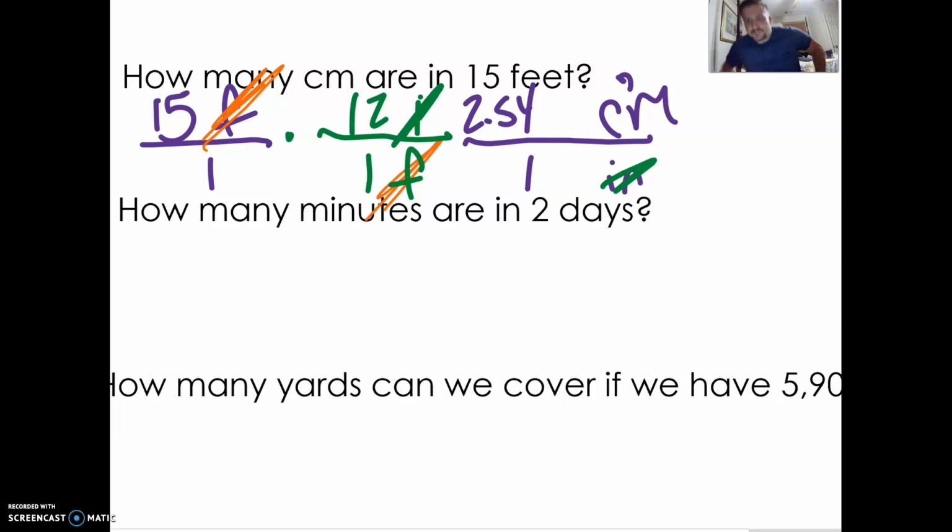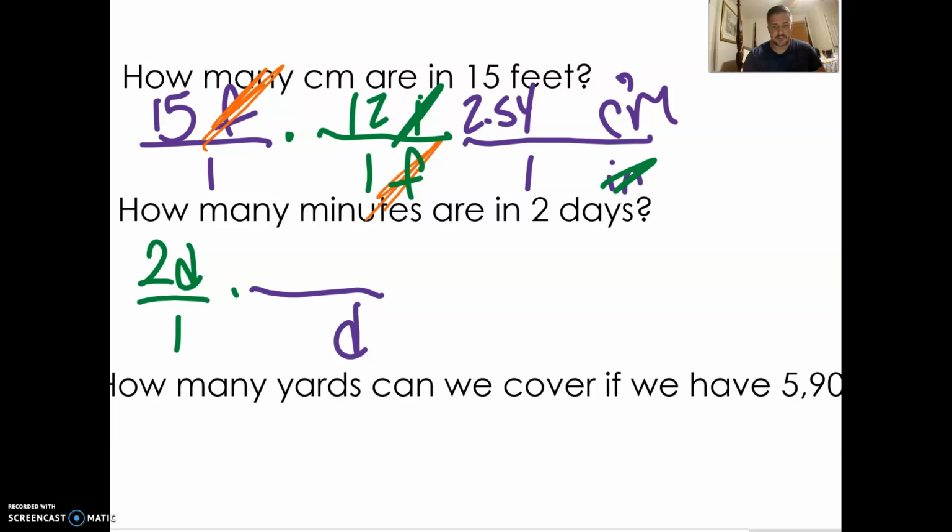Okay. Now the next one. How many minutes are in 2 days? Well, we're going to go ahead and write our unit first. We have 2 days. We're going to put it over 1. We're going to cross out days, so we're going to put it in the bottom. We're going to convert days into, well, I don't know how many minutes are in a day, but I know how many hours are in a day. So we know that 24 hours makes 1 day. So those cross out.